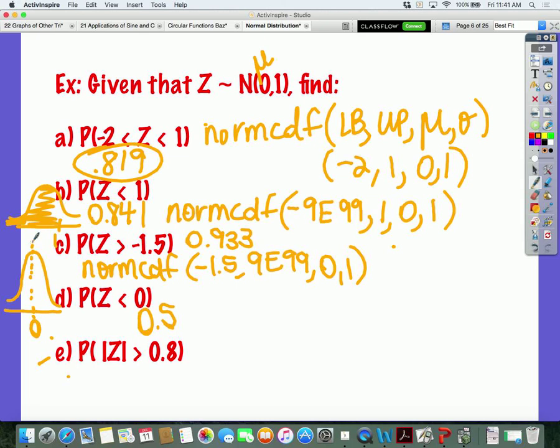Now with E, it's a little different. The absolute value has to be greater than 0.8. So, this one's a little bit different because it's absolute value. And we know what does absolute value do to a number?